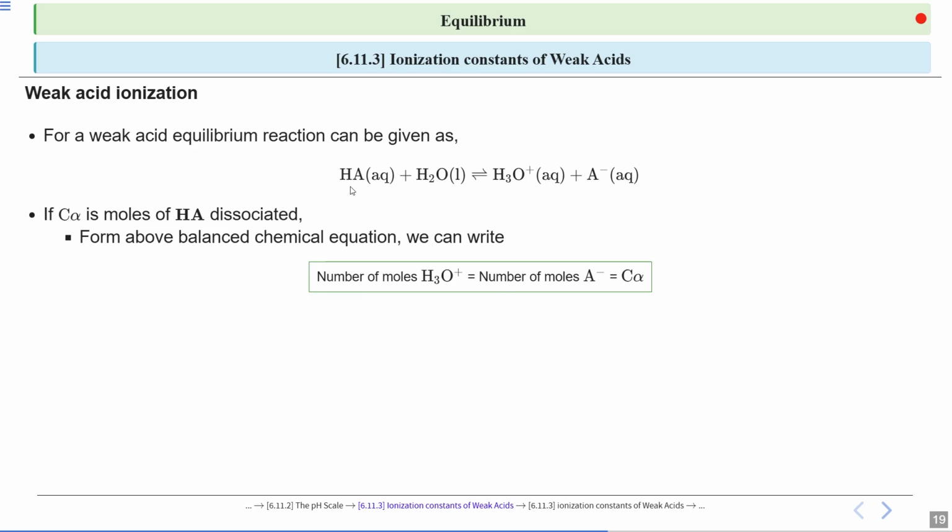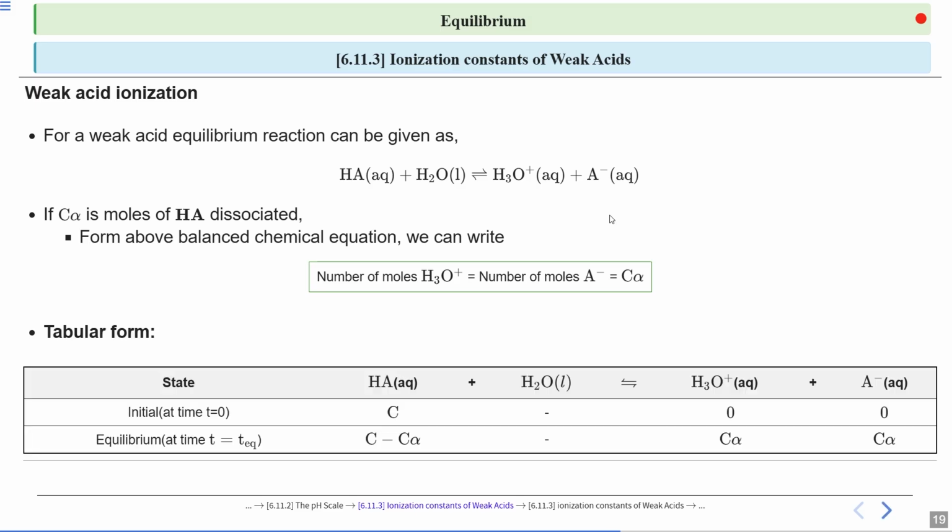Why are we saying it? Because one equivalent of HA is getting dissociated to form one equivalent of H3O plus and one equivalent of A minus. So therefore, C alpha amount of HA will be dissociated to form C alpha moles of H3O plus and C alpha moles of A minus. So this should be clear to you.